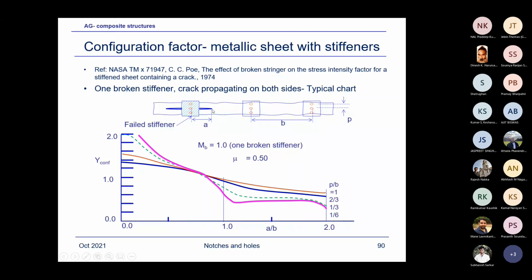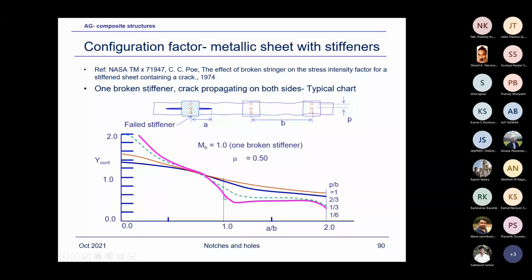So you can see again, as the crack approaches towards this stiffener, the configuration factor drops. And that means the crack tip, when it comes in close proximity to this one, the configuration factor is reduced. A by B 1, we are not interested in this region, because 2-way crack means only up to here the crack we want to study.